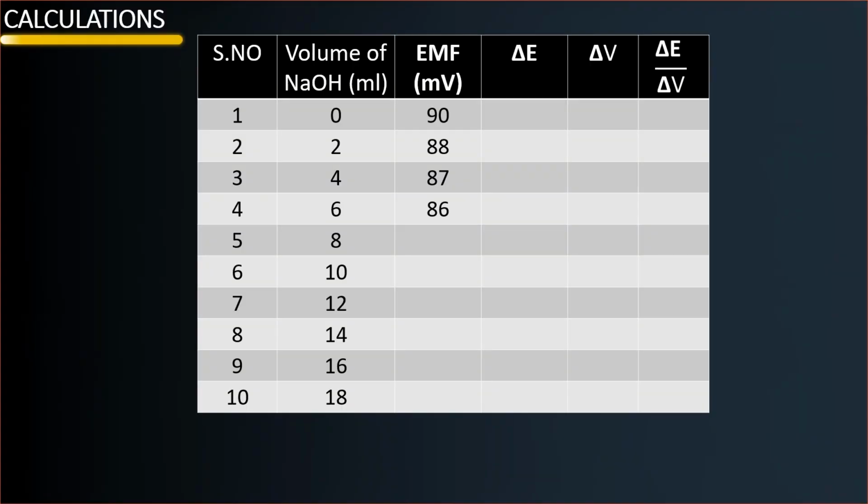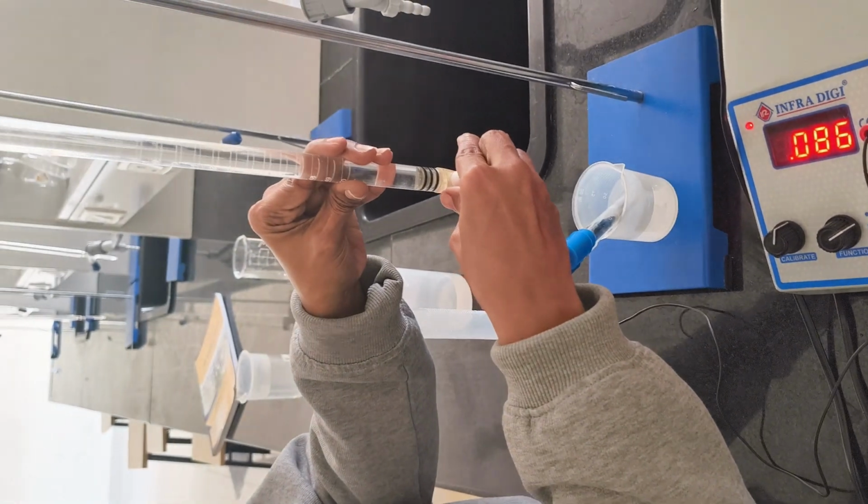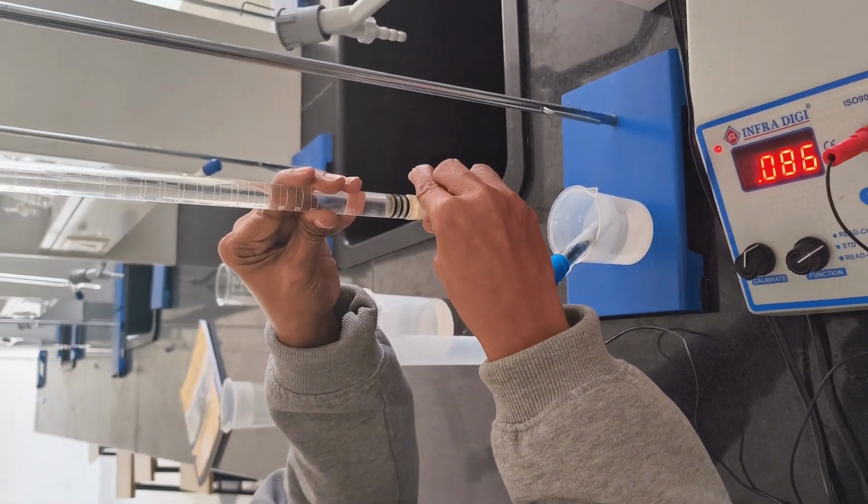So it is now 0.086. At 0 ml we got 0.09. By adding 2 ml the value decreases. Again for 2 ml, that means at 4 ml, at 6 ml, at 8 ml you observe a decrease in the EMF value. Like that we have to add 2 ml of NaOH each time, and we have to note down the EMF readings. At some point you will observe a sudden decrease in the EMF.